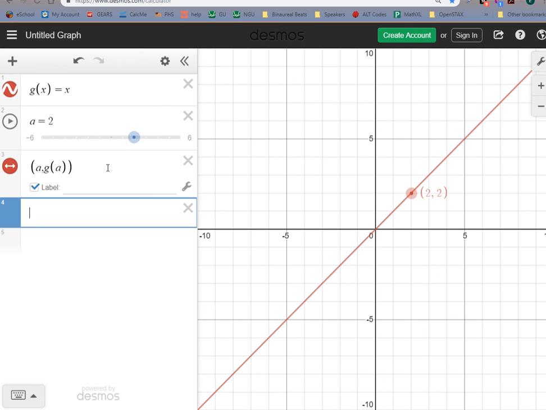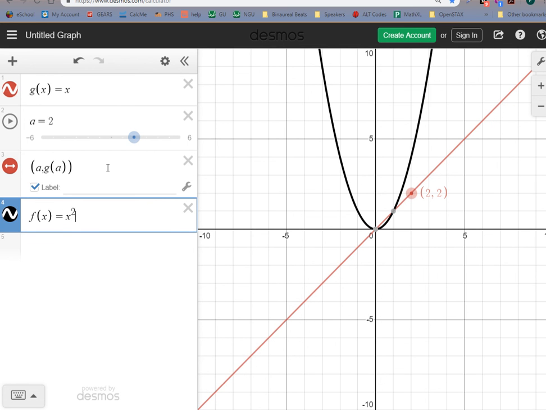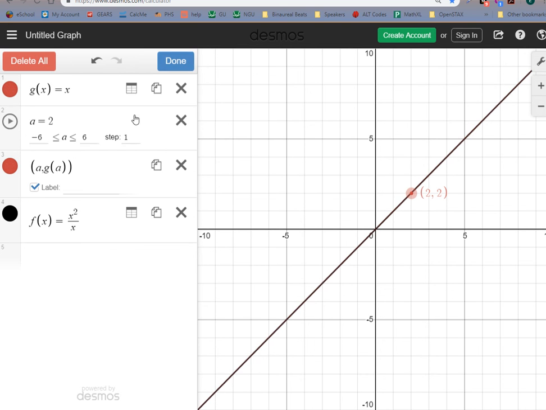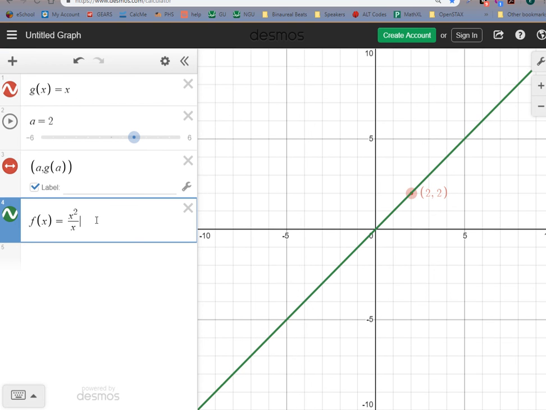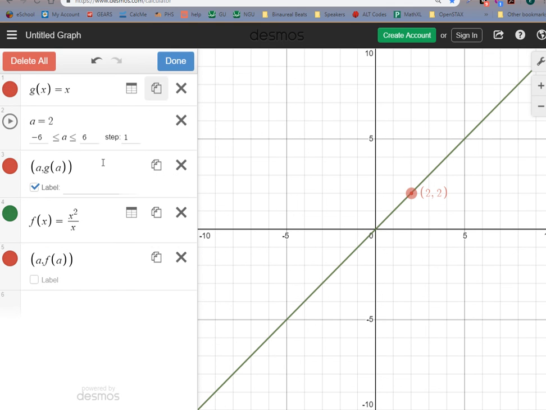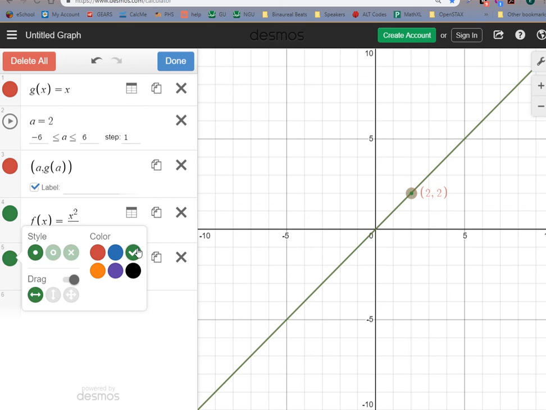Okay? Now let's do our other function that we just graphed. It was f of x equals x squared divided by x. They look exactly the same. What's the big deal, right? Okay. Let's do the same thing with f of x now. Let's set up the point a, f of a. Okay, and let's make that one green, how about? Green.